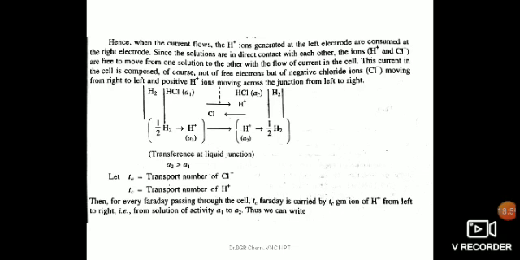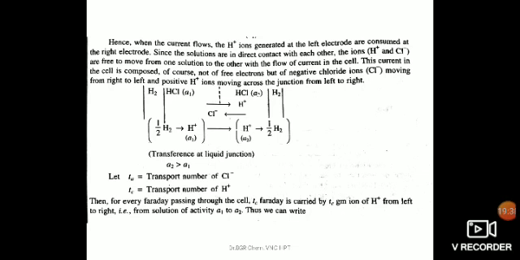Since the solutions are in direct contact with each other, the ions H plus and Cl minus are free to move from one solution to the other with the flow of current in the cell. This current in the cell is composed, of course, not of free electrons but of negative chloride ions moving from right to left and positive H plus ions moving across the junction from left to right. So, transfer at liquid junction potential, we are observing it here. H plus ions are moving from left to right and Cl minus ions are moving from right to left.